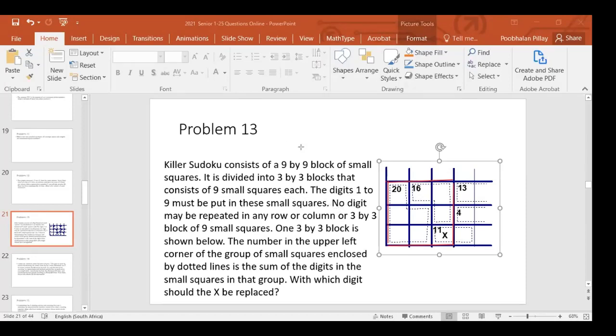So how do you find X? Actually, it's very easy. These 5 numbers add up to 20. These 3 numbers add up to 16. So 8 numbers sum to 36. These 5 plus these 3.